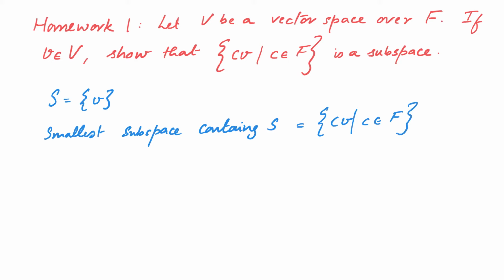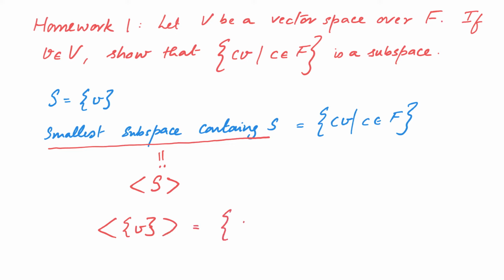Now notice that it is difficult to keep saying smallest subspace containing S, and especially it's even more difficult to write it every time. Therefore, we will introduce a notation for this. We will denote this as angle bracket S. From now on, angle bracket S will mean the smallest subspace containing S. And we observed that angle bracket of singleton set {v} is equal to the set of all cv such that c belongs to capital F.